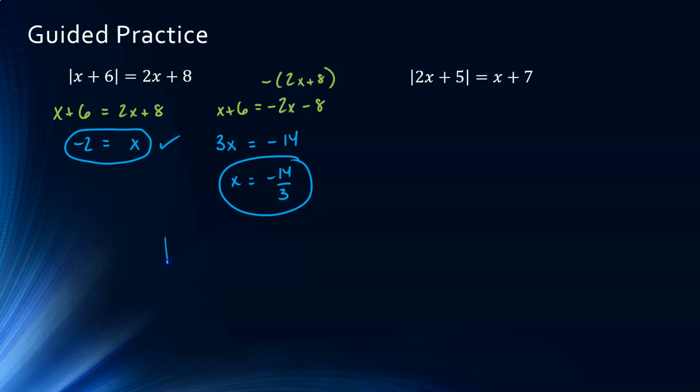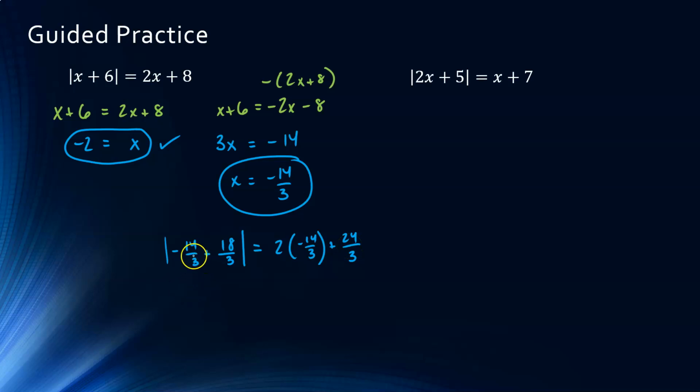So if I had the absolute value of negative 14 thirds plus 6, I'm going to change that 6 to be 18 thirds, because in that way they have a common denominator, because 18 divided by 3 would be 6. And on the right side, we would have 2 times negative 14 thirds. And again, I'm going to change that 8 to be 24 thirds, because 24 divided by 3 would be 8, so then we're going to have a common denominator.